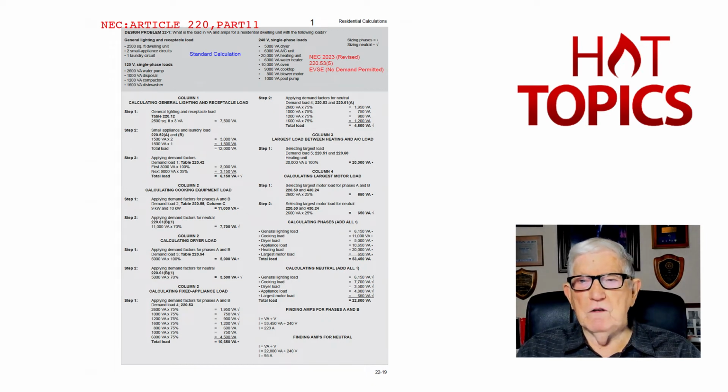Now for the neutral, we looked at all the checks. And the general lighting loads, 6,150. The cooking load, 7,700. The dryer load, 3,500. The appliance load, 4,800. The largest motor, 650. Total, 22,800. Now when we divide, using our formula, current is equal to the VA divided by the voltage, 240 volt single phase service for the dwelling unit, divide that into 53,450 VA, we come up with 223 amps.